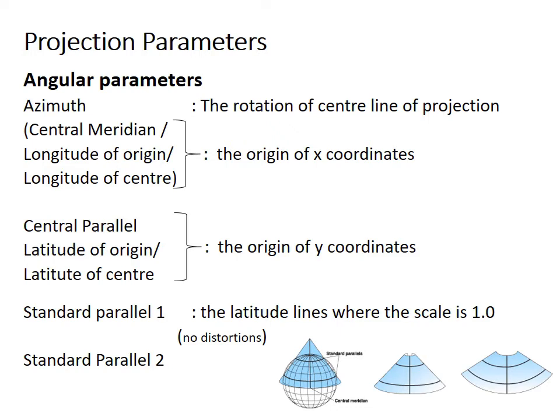Standard parallels are the latitude lines where the scale is 1, which means there is no distortion. From the earth, whatever object we are trying to transfer into the projection, it will have the true information. So that particular latitude is what we call a standard parallel. When we use a conical projection, there are two standard parallels, which we call standard parallel 1 and standard parallel 2. In both standard parallel 1 and standard parallel 2, we have this scale as 1, which means that there is no distortion.